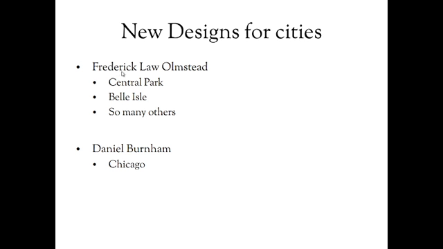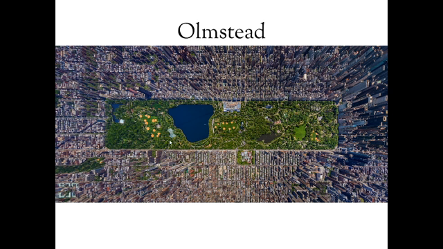So one of the most famous designers was Frederick Olmsted, and he designed Central Park in New York, Belle Isle in Detroit, and many others. And Burnham's plan for Chicago still reflects in its design today. So here's Central Park, which really stands out. Everyone recognizes it for the most part. Like, boom, there in New York, you got Central Park.